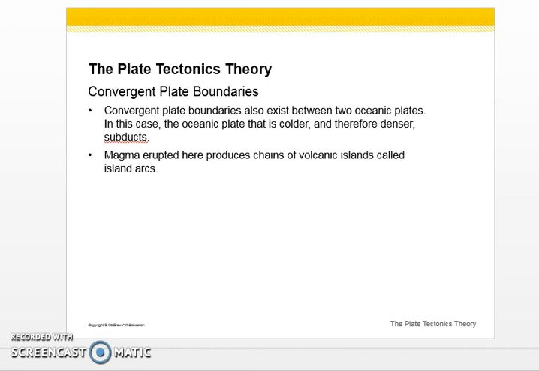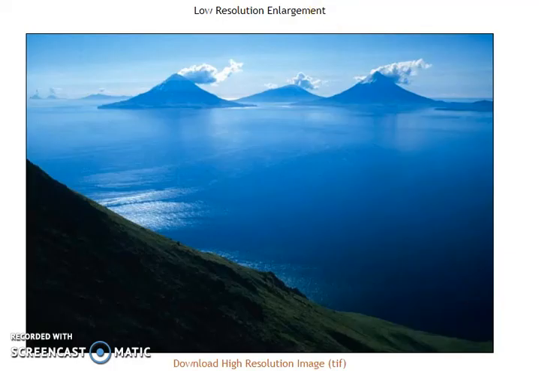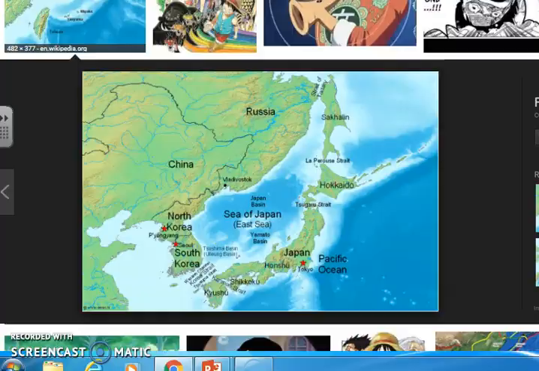They're also known to exist between two oceanic plates, and in this case, the oceanic plate that is colder and therefore denser will subduct. Magma erupted here produces chains of volcanic islands called island arcs. Here's an example of an island arc. It's found in America, and it's called the Aleutian Islands. And a second island arc is found in Japan.